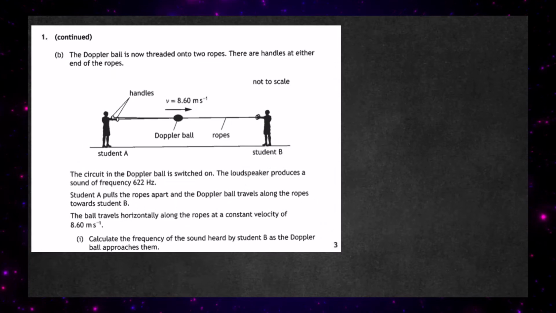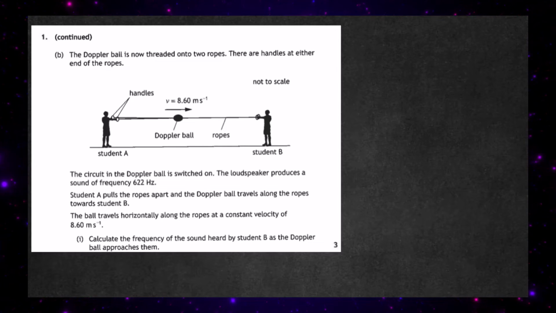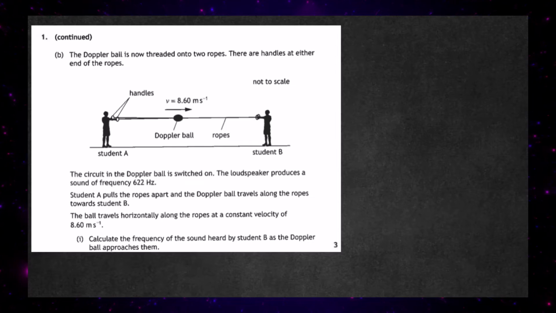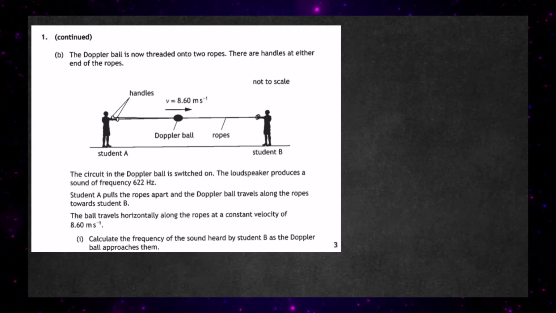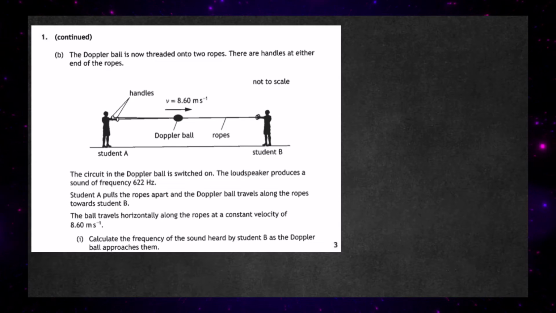Question 1 continued, part B. The Doppler ball is now threaded onto 2 ropes. There are handles at either end of the ropes, as we can see from the diagram. The circuit of the Doppler ball is switched on, and the loudspeaker produces a sound of frequency 622 Hz. Student A pulls the ropes apart, and the Doppler ball travels along the ropes towards student B. The ball travels horizontally along the ropes with a constant velocity of 8.60 meters per second.